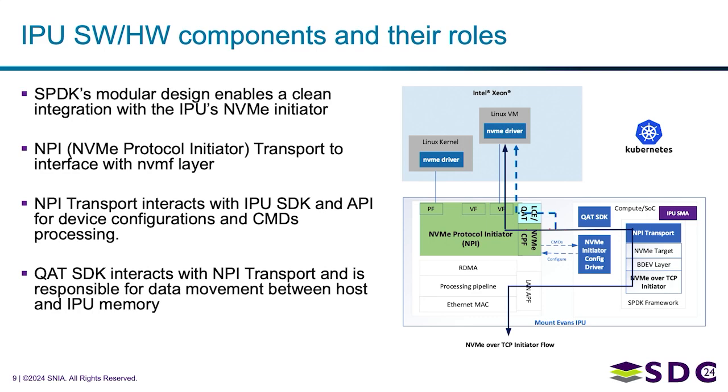The IPU has support for two new compression formats that were never accelerated in hardware before, Zstandard and Snappy, and it also supports some new compression and encryption formats. But one of the unique capabilities of the QAT that is part of the IPU is being able to do service chaining. Our NPI transport interacts with the QAT SDK, and it is responsible for the data movement between the host and the IPU memory.